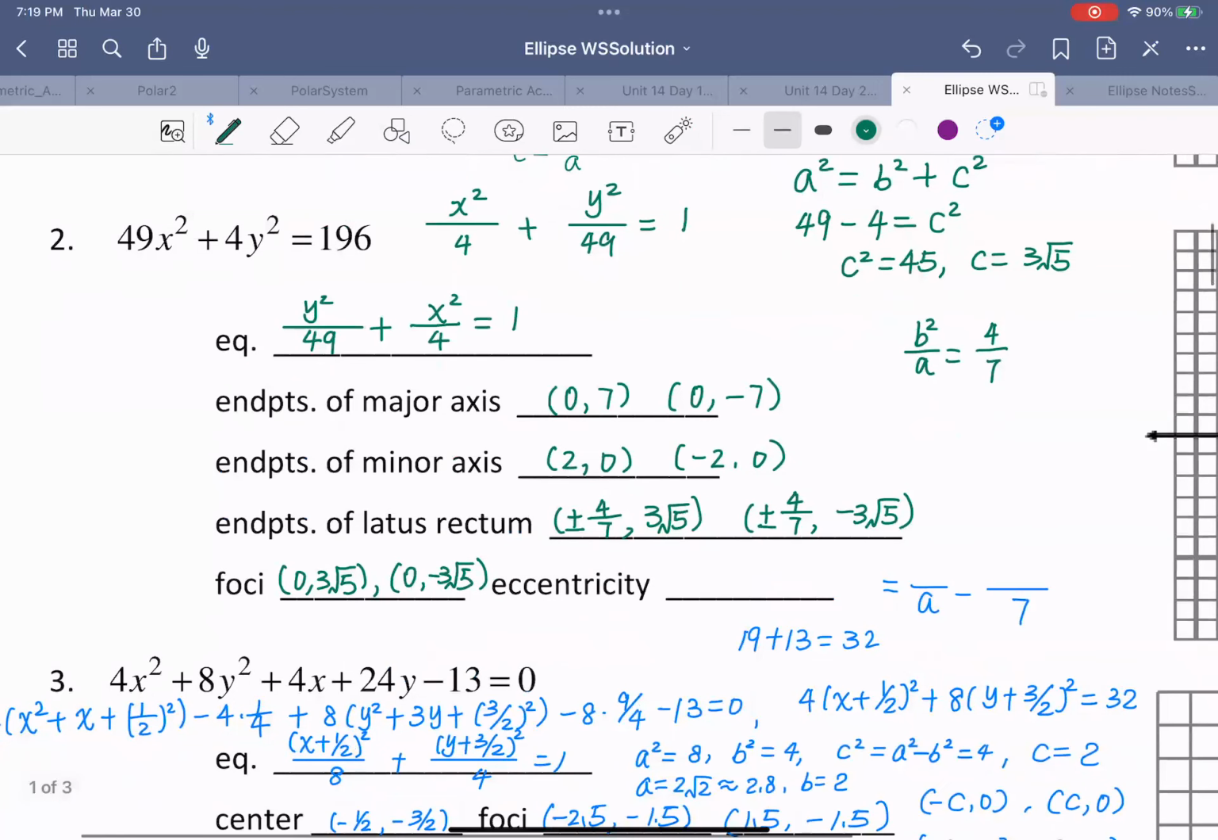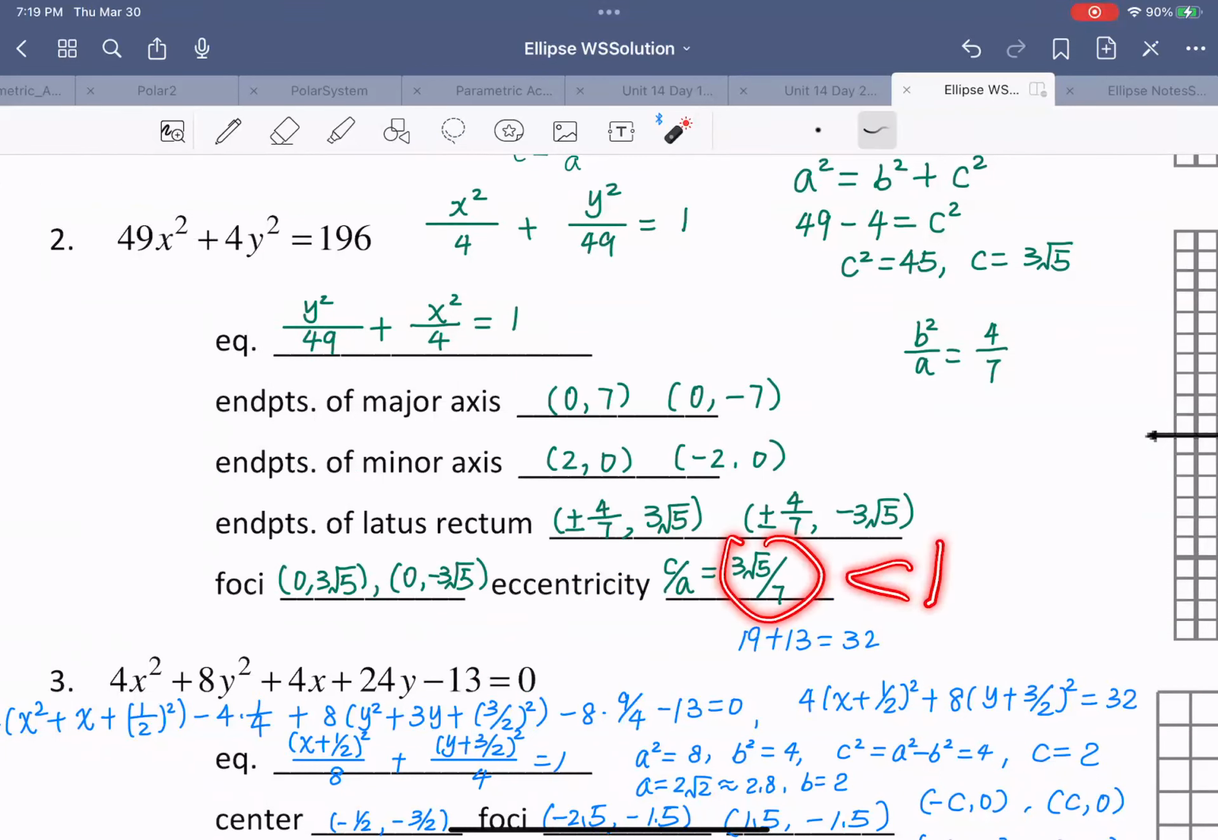Eccentricity. Go ahead, please. It's c over a, and your c is 3 root 5. So c over a is 3 times square root 5 over a, and a is 7. That's it. Okay? And you can see this is less than 1. You say, well, how do you know this? Well, square root 5 is about this, and this times 3 is going to be less than 7. So this is an ellipse, but it's going to be in the vertical direction.